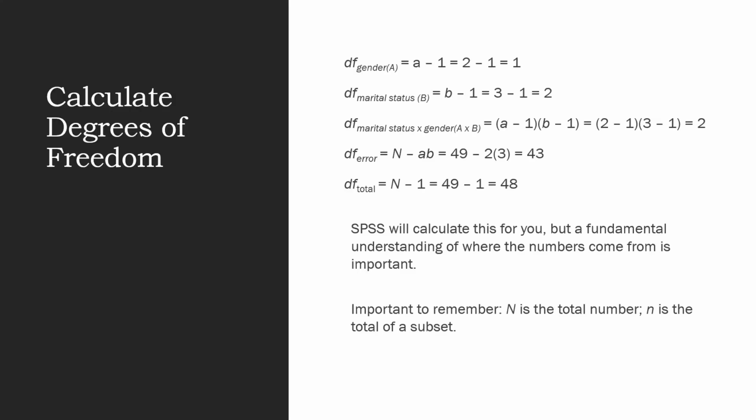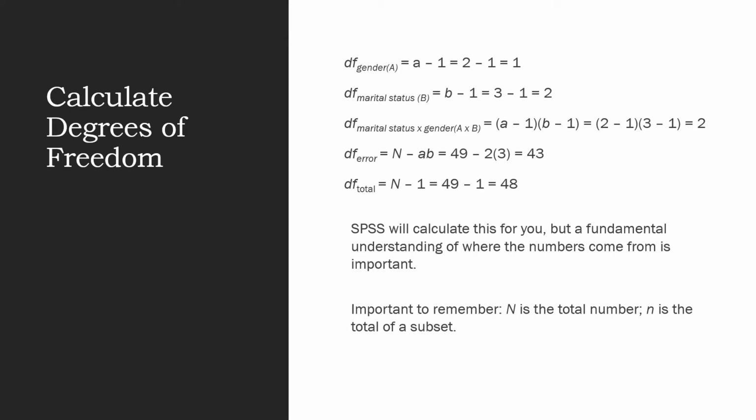Now we're going to start talking about calculating our degrees of freedom. I want to start off by saying SPSS will do all of this for you, but it's probably a good idea that we understand where these numbers come from. So we'll start off by looking at our first variable, which is gender. Lowercase a is the number of levels. Since we have two levels, male and female, our number for a is 2. So the equation 2 minus 1 equals 1. So we have 1 degree of freedom for gender.